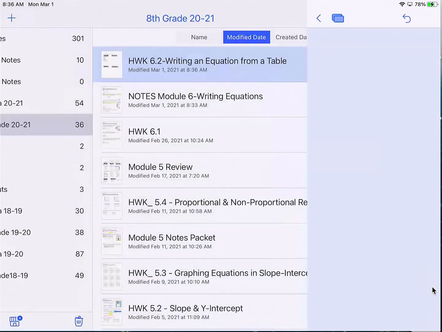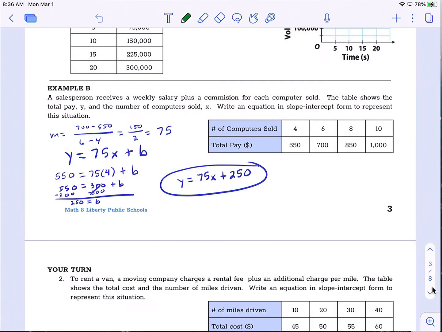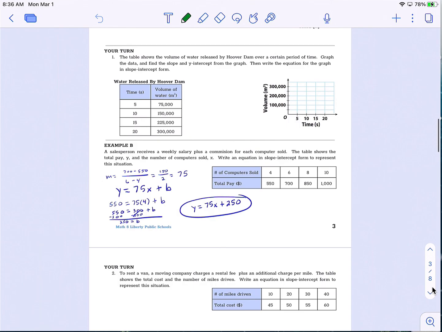Okay? All right, so don't forget to try to finish up these 2 your turn problems in the notes packet, and then the 6.2 assignment should be the next thing on the list to do. All right, as always, let me know if you need any help.